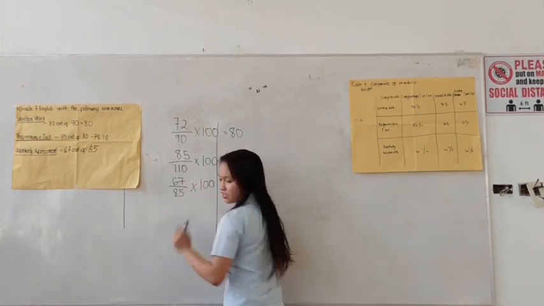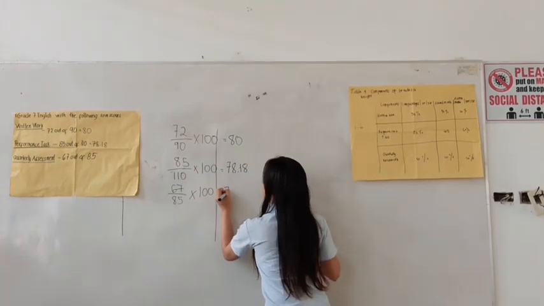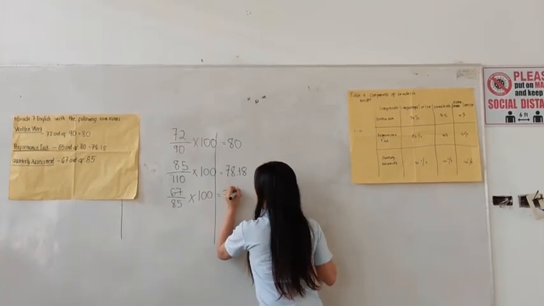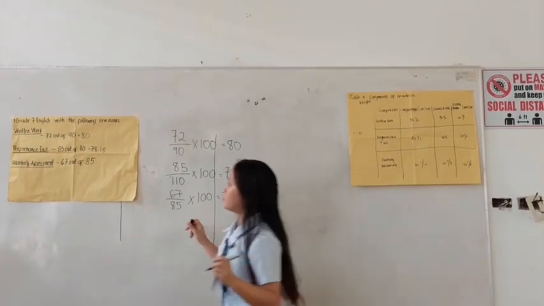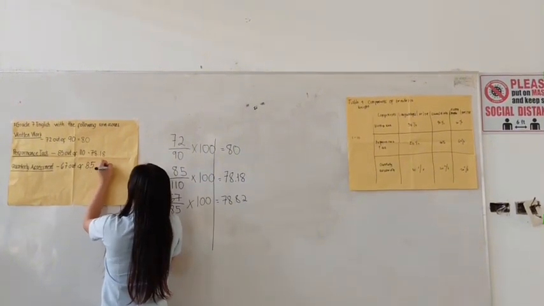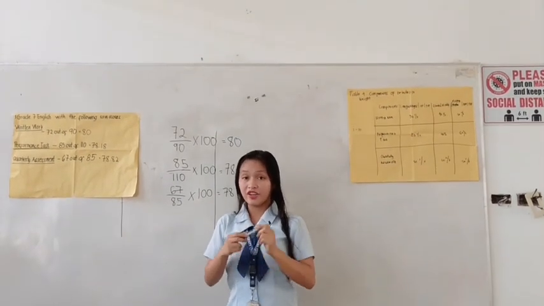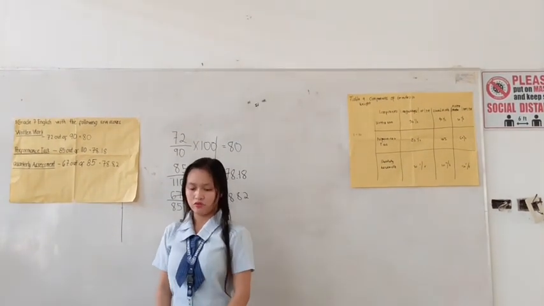100. And the answer is 78.82. Next, we're going to get the weighted score.